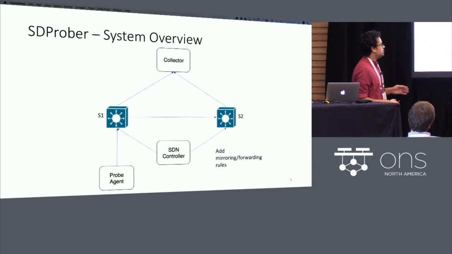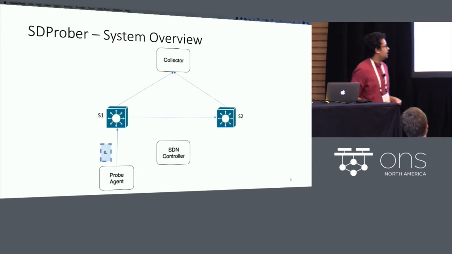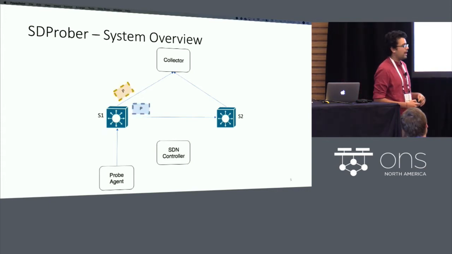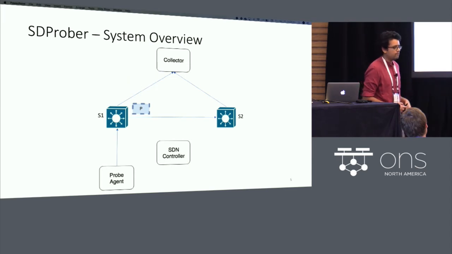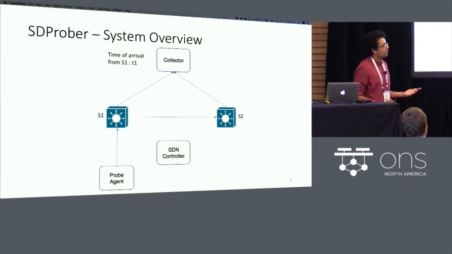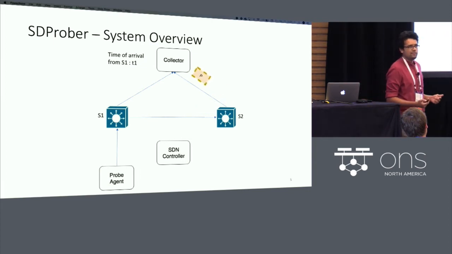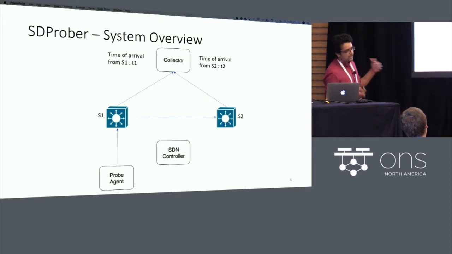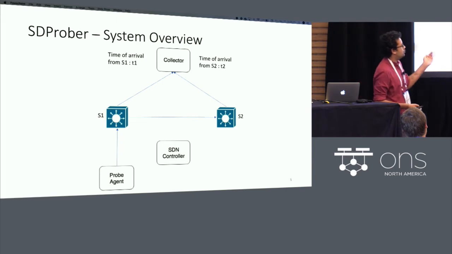At first, the SDN controller adds a mirroring of the forwarding rule to guide the probe packets. Then the probe agent generates a probe packet, which reaches the switch S1. Here, S1 has the necessary rules to mirror the probe packet, and the mirrored probe packet reaches the collector. The collector, on arrival of the mirrored probe packet, notes a timestamp of arrival as T1. Simultaneously, the original probe packet makes its way to S2. Again, the probe packet is mirrored and sent to the collector, where it's timestamped as T2. Now, the delay experienced by the probe packet traveling from S1 to S2 is nothing but the difference between T2 and T1.